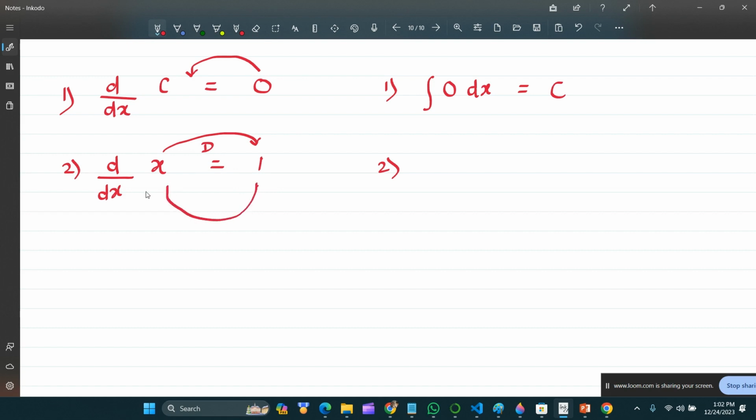So I will show this by formula. Integration 1 dx means integration with respect to x, and the answer will be x. But we have to compulsorily write plus c for the constant number. So we have to write plus c in every formula.